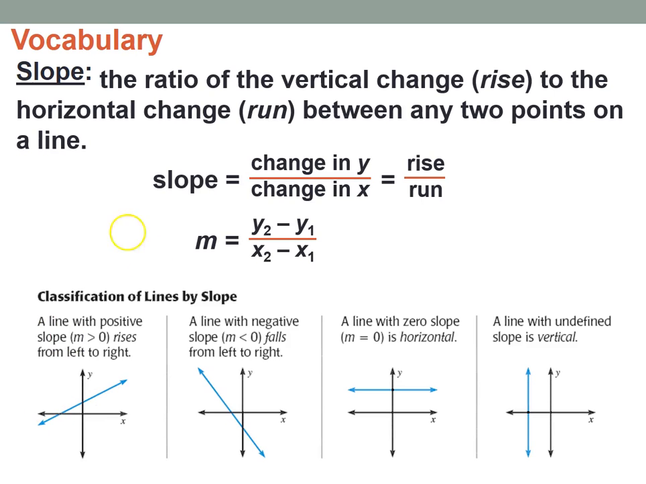And what you should just see here is a positive slope goes up and to the right, a negative slope goes down to the right, a zero slope is a horizontal line, and a line with an undefined slope is a vertical line that goes straight up and down.